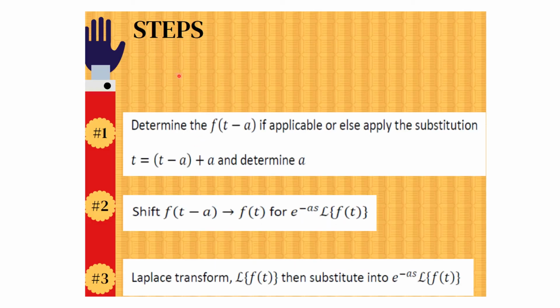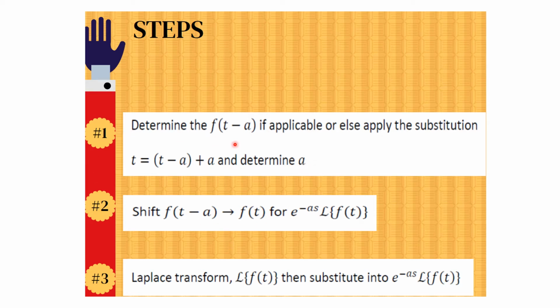Practically, the second shifting property of the Laplace transform is applied when the function f(t) is a piecewise function. Here are the steps of the second shifting property. The first step is to determine f(t minus a) if applicable, or else you have to apply the substitution t equals t minus a plus a, to generate the function in the form of t minus a, and determine a. How are you going to determine a? When you look at the equation, if it is in the form of f(t minus a) u(t minus a), the Heaviside function determines the a value.